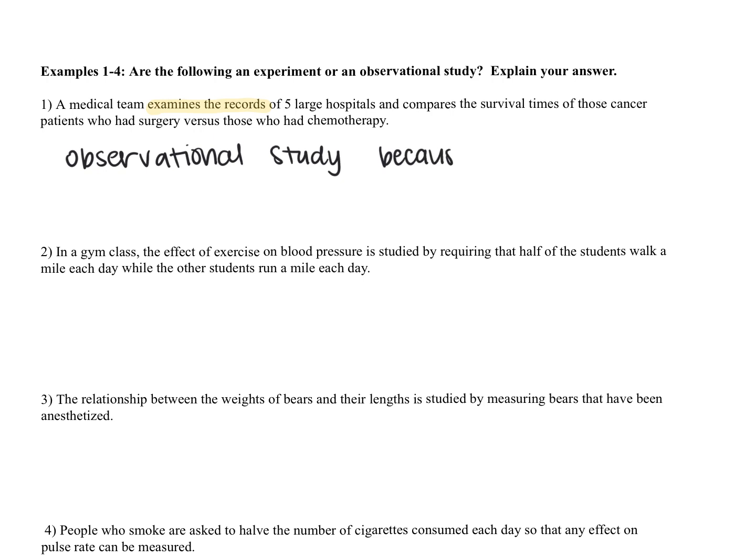Because you are looking at past collected data. You're not specifically telling certain patients to have surgery and other patients to have chemotherapy. That would make this an experiment because you're imposing some type of treatment on those patients, so they didn't have a choice in which one they were doing. Here they had a choice, so it's not going to be an experiment.